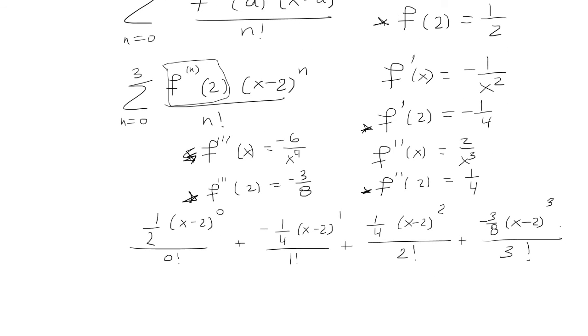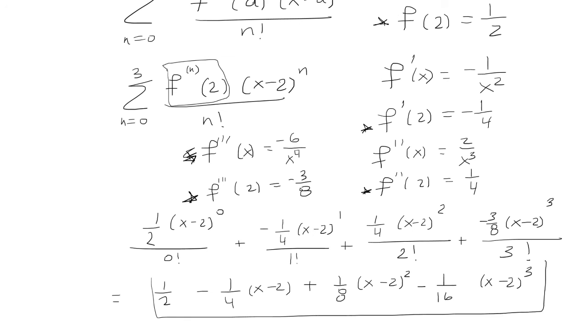So now this is a third degree polynomial. All we have to do is just simplify. We have 1/2 minus 1/4 times the quantity x minus 2 plus 1/8 times the quantity x minus 2 squared minus 1 over 16 quantity x minus 2 cubed. And so this is my third degree Taylor polynomial.